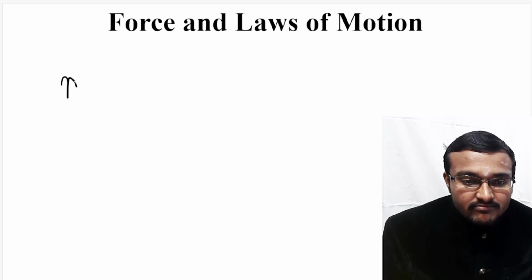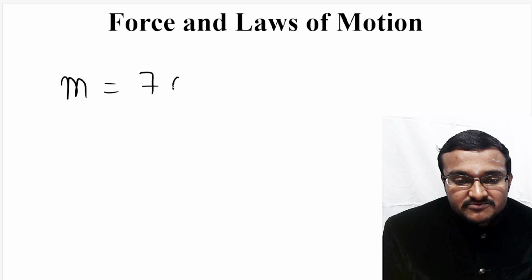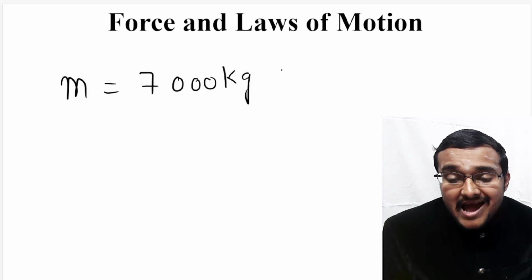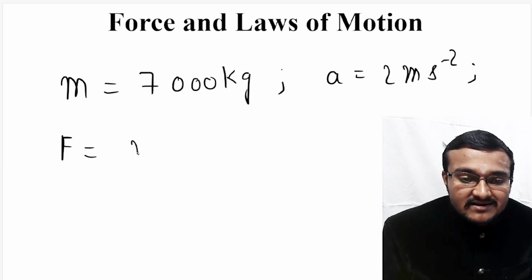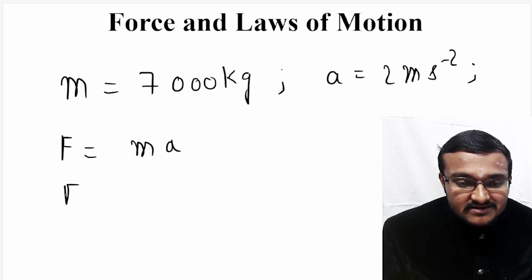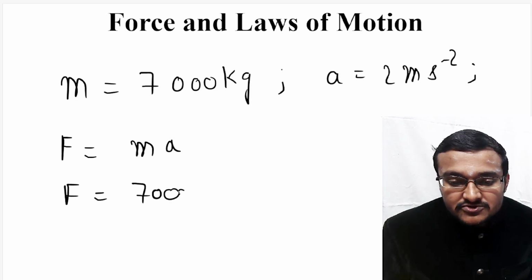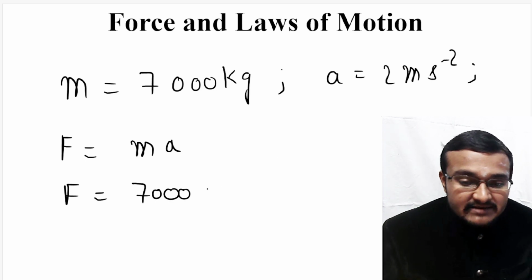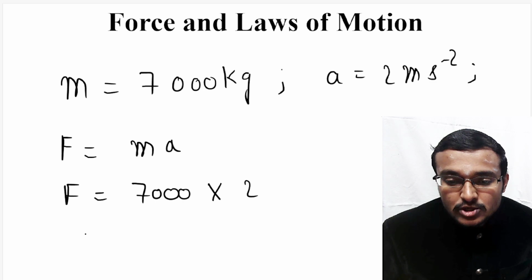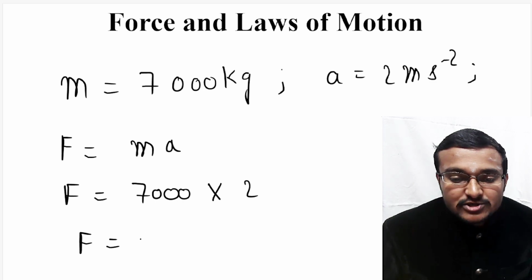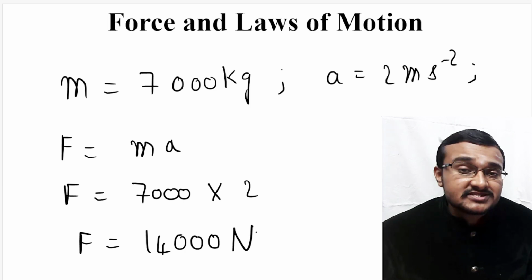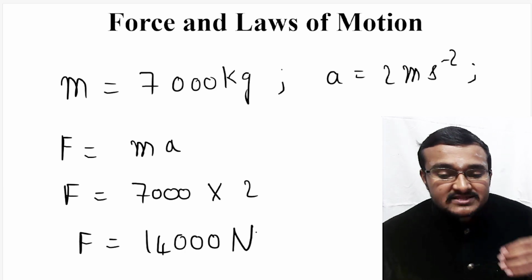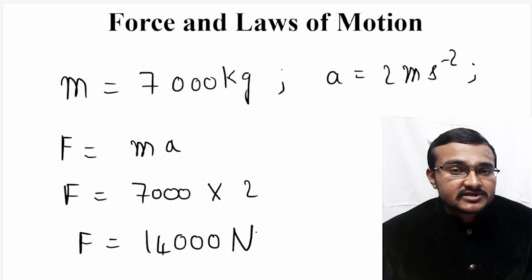So now we have the mass of this truck as 7000 kg, and we have calculated the acceleration of this truck, that is 2 meter per second square. Now you can calculate force, which is equal to mass times acceleration. So F will be equal to 7000, because it is in SI unit, I am directly substituting 7000 into 2. So force is equal to 7 twos are 14, and 3 zeros, so 14,000. The SI unit of force is Newton. So 14,000 Newton is the force of that truck.